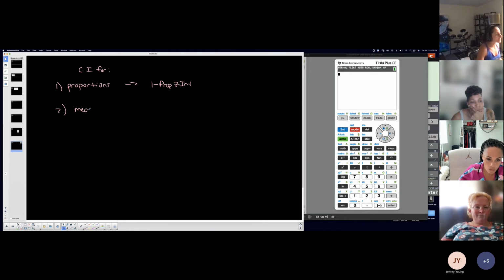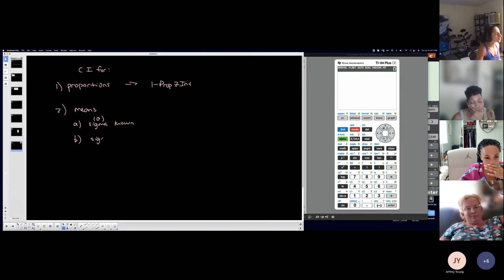And then means, which was last week, where you had to determine whether sigma was known. And remember, sigma is the population standard deviation. It's the symbol here. Sometimes they directly give it to you. Sometimes you have to read it and determine. And then sigma unknown, right? Those were the 2 scenarios last week. If sigma is known, then you go Z interval, and then sigma unknown, you go T interval, right?